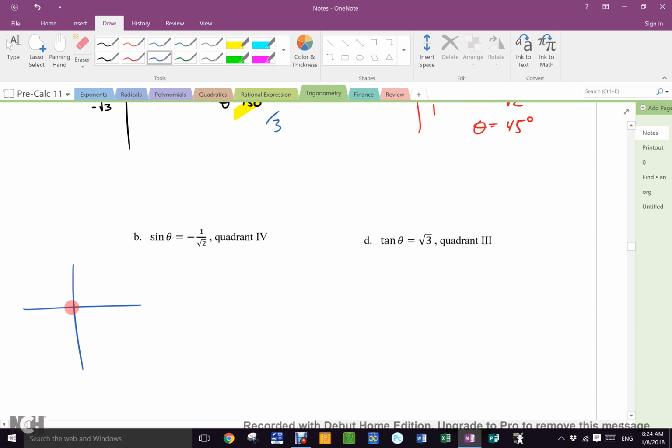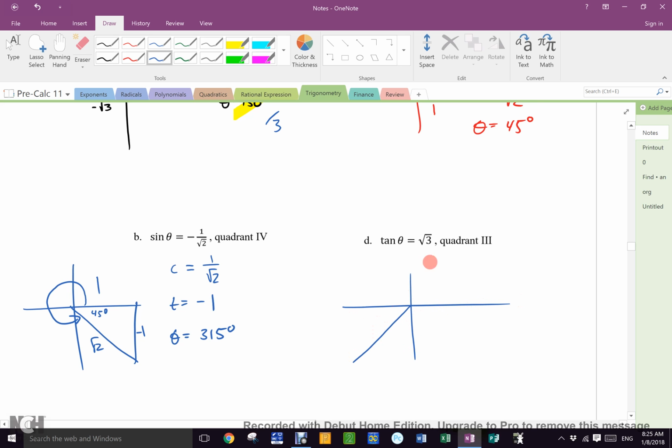Quadrant 4, it would be down here. It's sine, so you know that's root 2, so you know that's 1 and 1. Since you're out there, that has to be negative 1. So cos is 1 over root 2. Tan is negative 1. And if this is 45, what's theta? 315. I heard someone say it through their yawn.